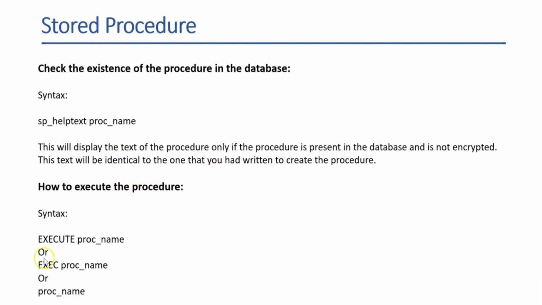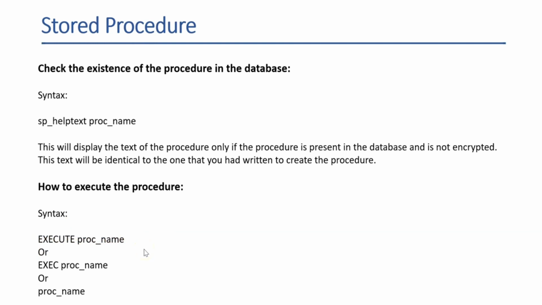And how to execute the procedure? Either you can simply write the procedure name, or you can write execute or exec followed by the procedure name. So these are the ways to execute the procedure. If your procedure also accepts input parameters, then you have to pass the parameters in this call itself.